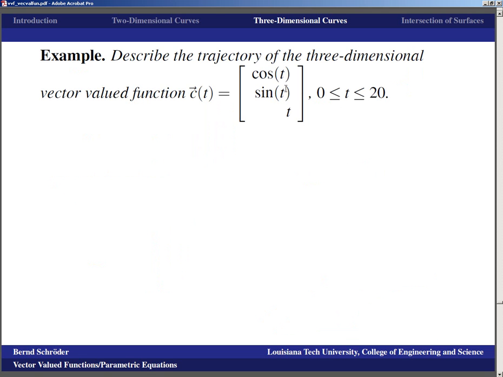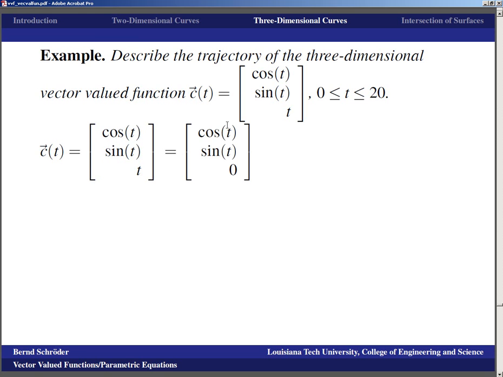Alright, as an example, let's look at a genuinely three-dimensional trajectory, and we want to describe the trajectory of the vector valued function cosine t, sine t, and t, with t going from 0 to 20. Well, what can you do with that? One of the things that you see here is the pattern cosine t, sine t, which is a circle in two dimensions. And so let's just split that off. That's cosine t, sine t, and 0, and then we've got 0, 0, t.